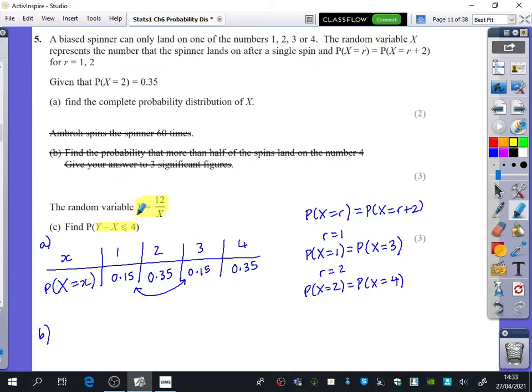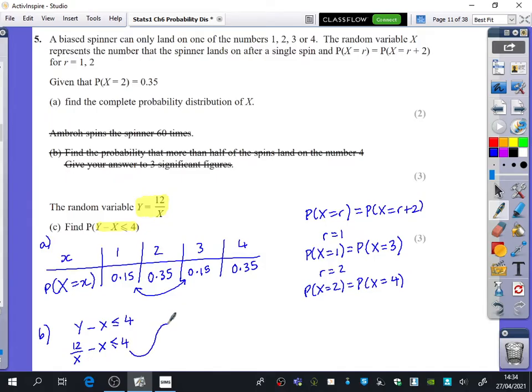Good. I'm going to substitute them in. I'm going to try and get rid of y so that my whole thing is to do with x. If it's all to do with x, then I can just get on with the question. So instead of y minus x is less than or equal to 4, I'm going to replace the y with 12 over x minus x is less than or equal to 4. I'm going to keep manipulating this inequality.